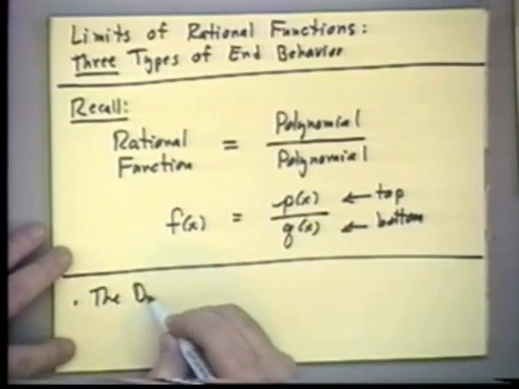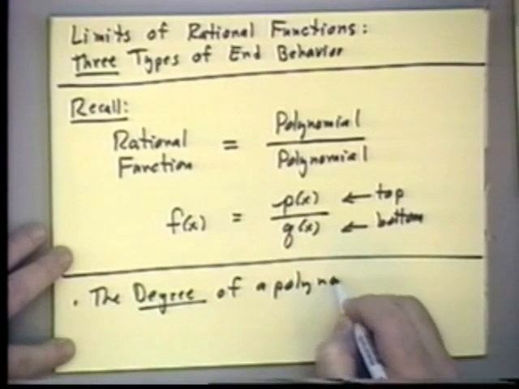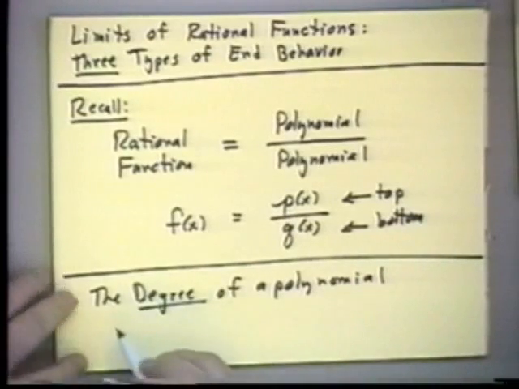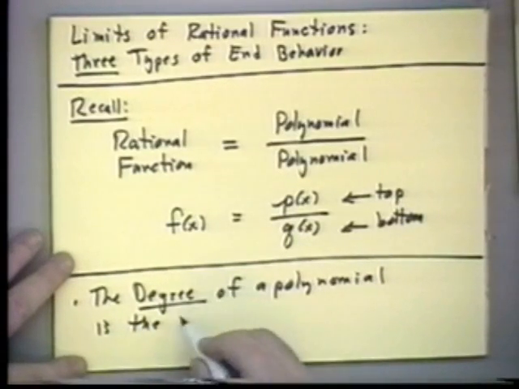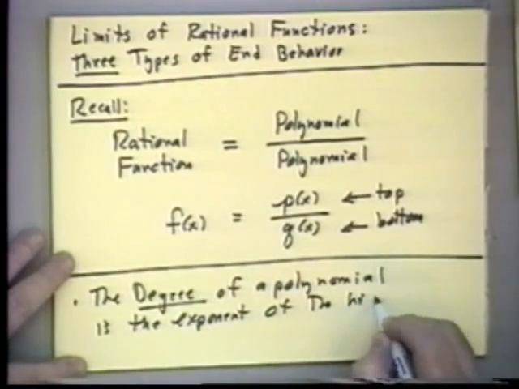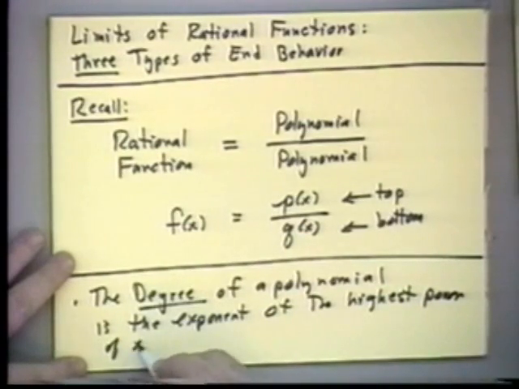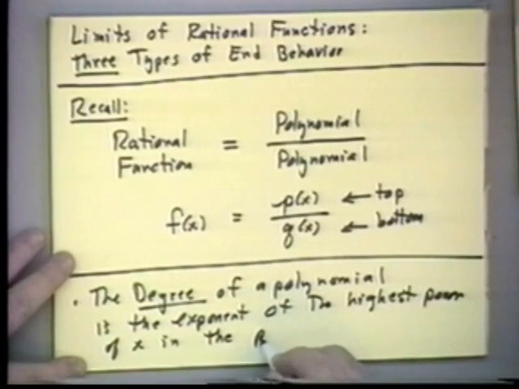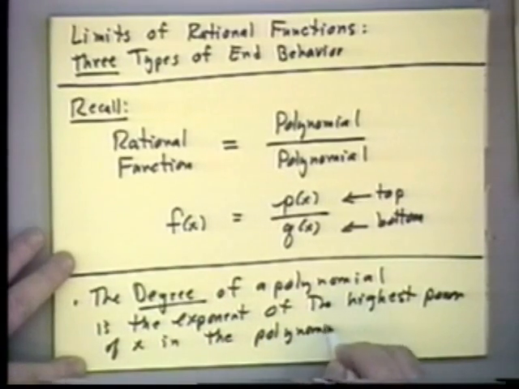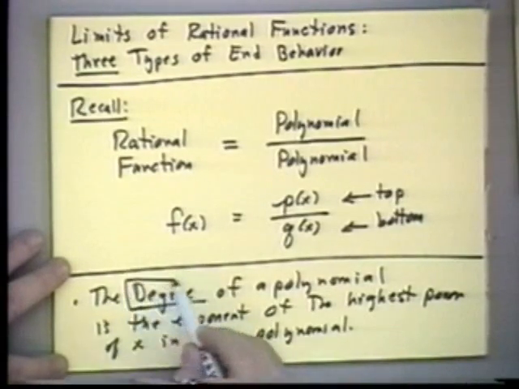Now remember, the degree of a polynomial is the exponent of the highest power of x in the polynomial. So, you know that a polynomial is a sum of various terms with powers of x. Simply take whatever number is the highest power. That exponent is called the degree of the polynomial.